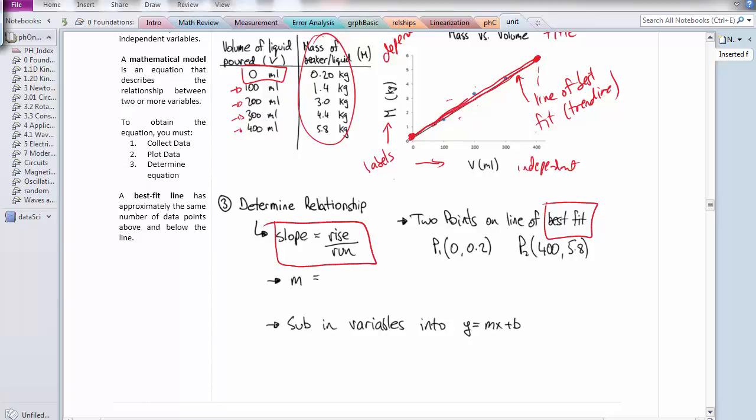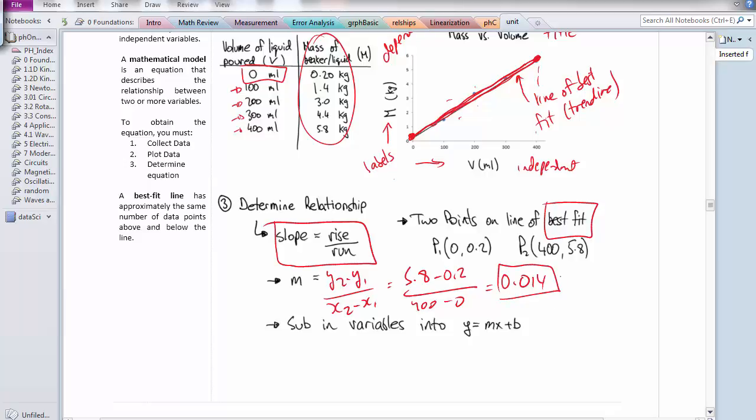Okay, if you don't have any points on the line, you just have to choose 2 new points. So to calculate the slope, that's y2 minus y1 over x2 minus x1. And so y2 is 5.8 minus 0.2 divided by 400 minus 0. If I do this in my head quickly, I'm just joking, I already did this, it is 0.014. So this is the slope of the line, okay? And then we're not done.